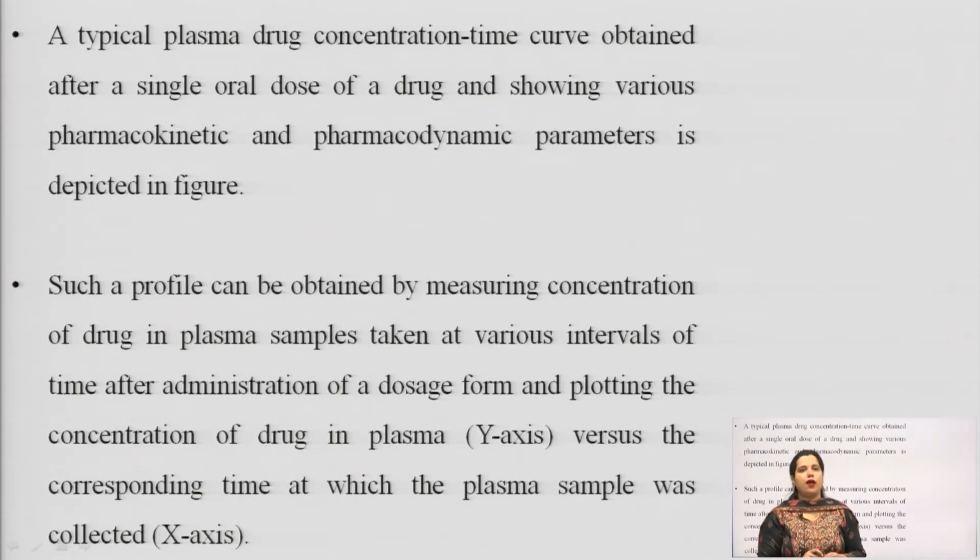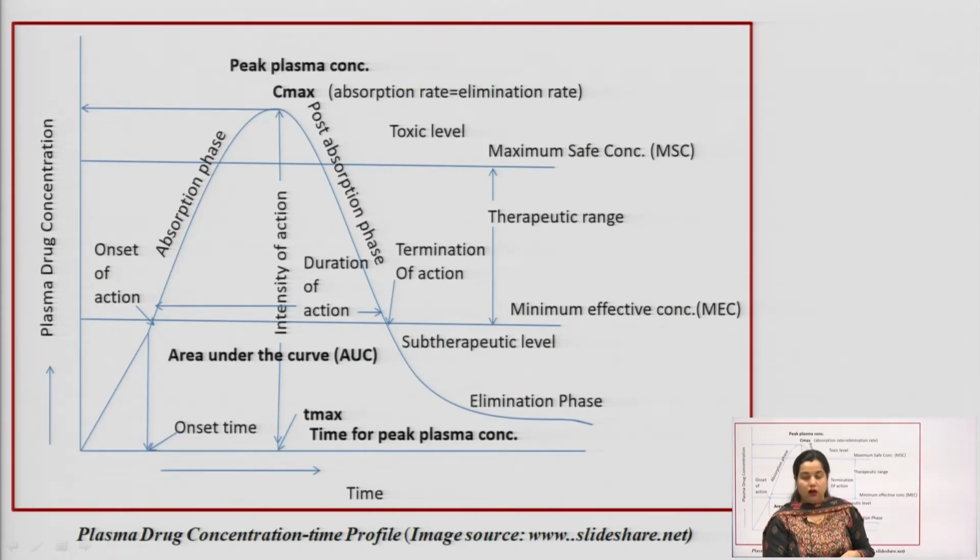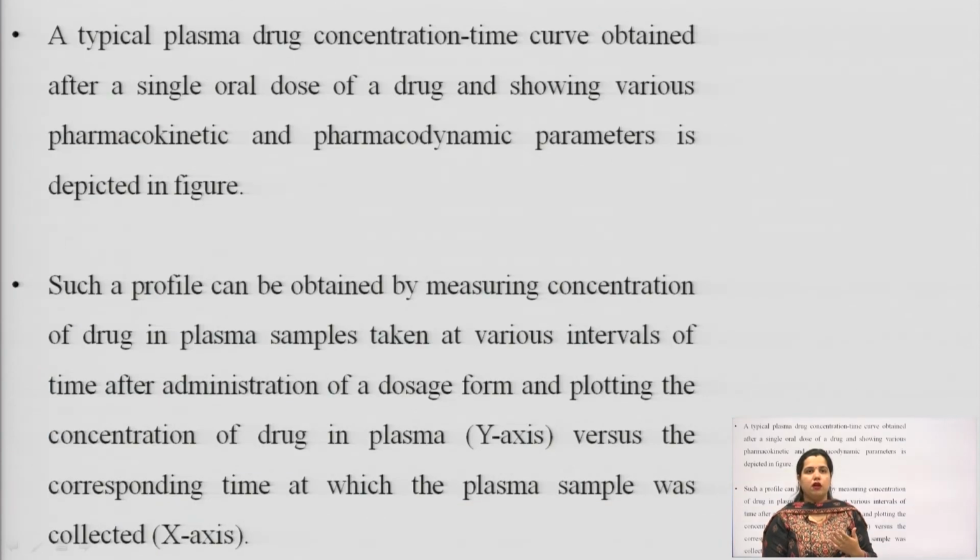Such a profile can be obtained by measuring the concentration of drug in plasma samples taken at various intervals of time after administration of a dosage form, and plotting the concentration of drug in plasma on the y axis versus the corresponding time at which the plasma sample was collected on the x axis.